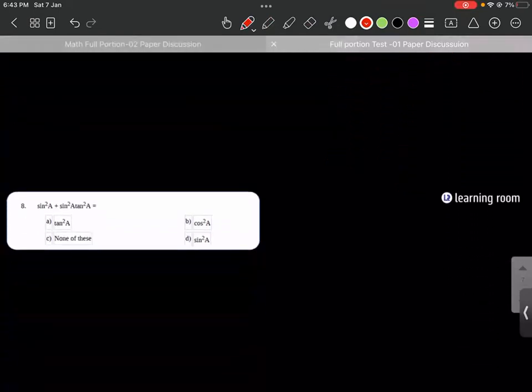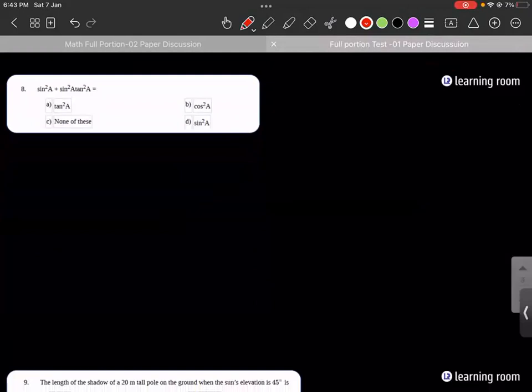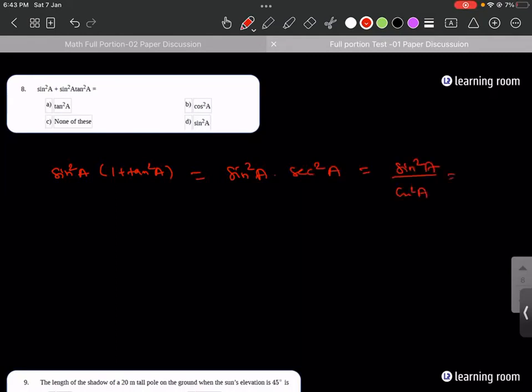Sine square A plus sine square A into tan square A. So sine square A into 1 plus tan square A. That will give you sine square A into secant square A, since 1 plus tan square A is secant square A. So that will be sine square A divided by cos square A, which will give me tan square A.